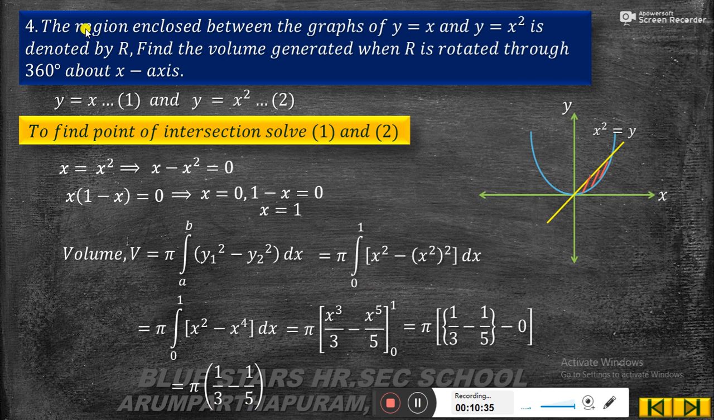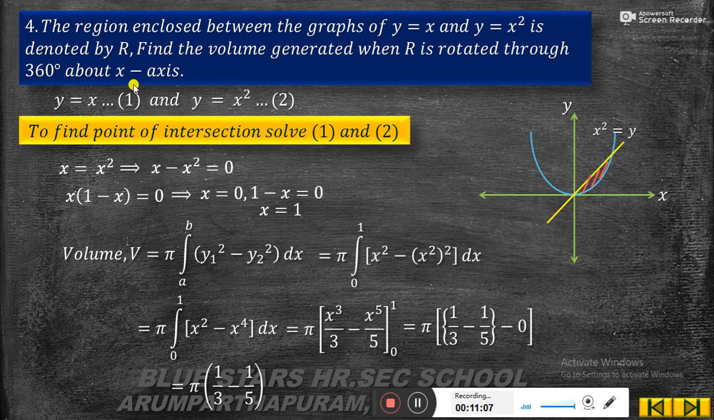So next, the problem: the region enclosed between the graph of y equal to x and y equal to x square is denoted by R. Find the volume generated when R is rotated through 360 degrees about the x axis. You see here, the region is enclosed between the two curves, y equal to x and y equal to x square, denoted by R. They ask about the volume generated when R is rotated through 360 degrees about the x axis.